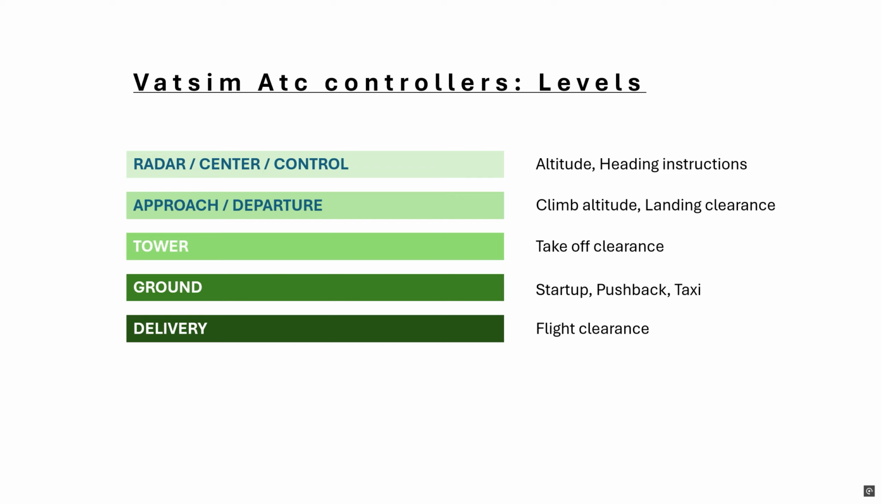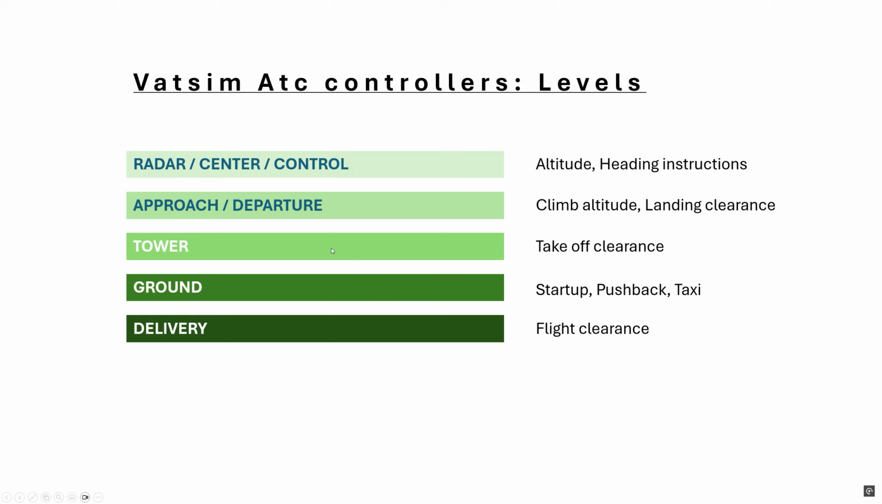As you can see here on the left hand side, there are different ATC frequencies that you can tune into. You will usually start with delivery for having flight clearance, so asking, for instance, for a flight departure to Frankfurt. Then you will contact ground for startup, request to start up the plane, pushback, request to push back the plane, and prepare for taxi and for taxiing.